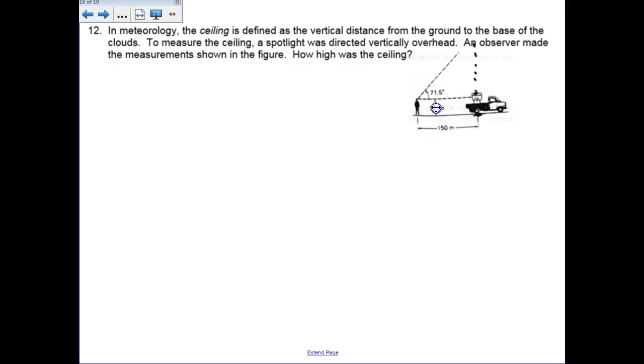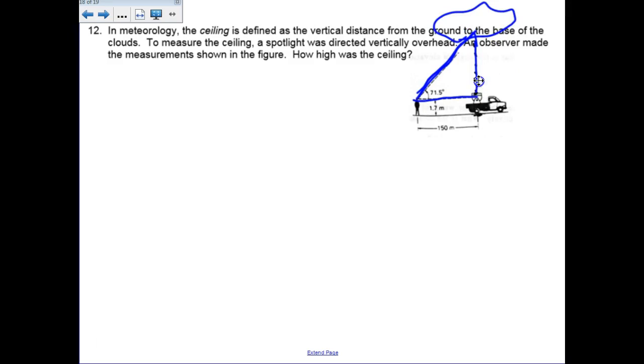So I think this is like that surveyor question who was trying to find the height of the building. So at the very end, we're going to have to add in this 1.7 meters. So we'll keep that for a moment. Let's look at this triangle right here. Woo! That was supposed to be a straight line. So clouds are right here.